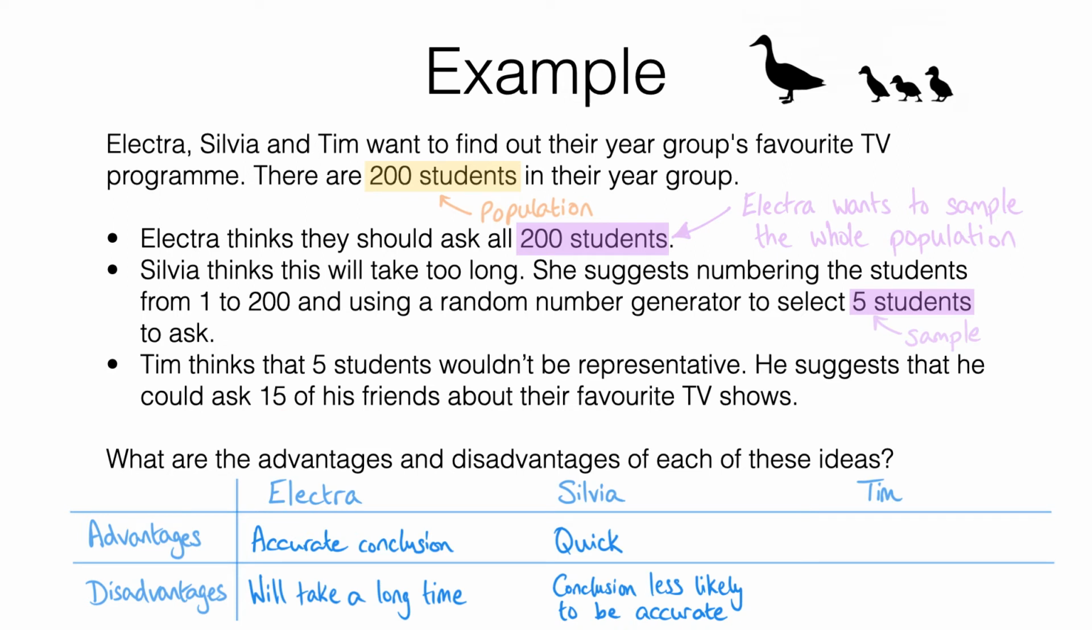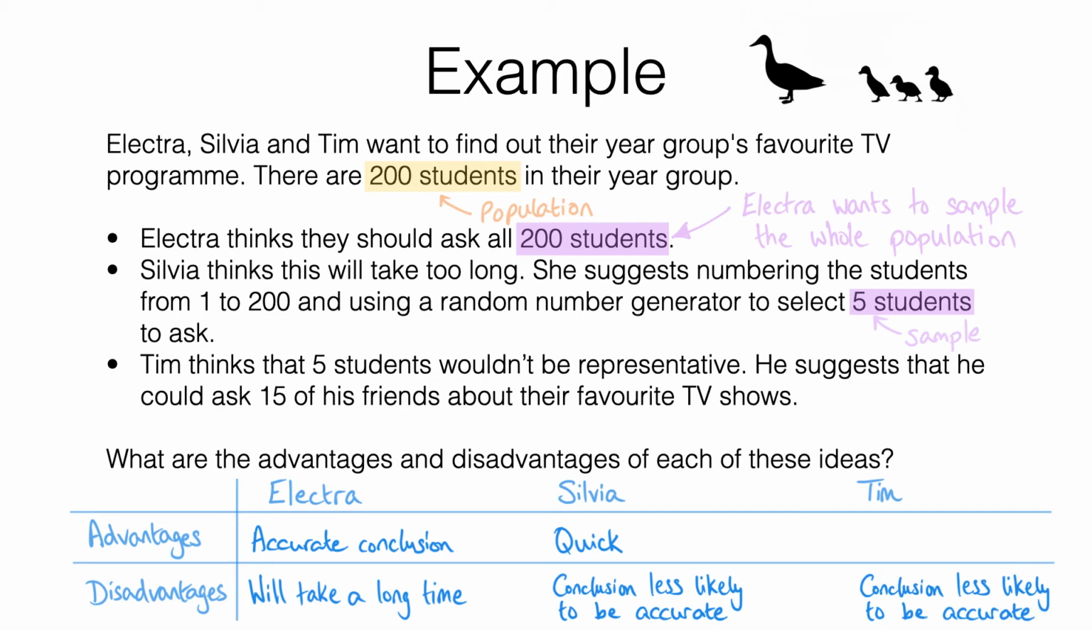Now 15 is better than 5, but these aren't 15 randomly selected students, these are 15 of his friends. Now, his friends are more likely to have similar interests to him, and they might not be representative of the kind of interests that all 200 people in the population have. This means, just like Sylvia, Tim is also at risk of drawing the wrong conclusion.